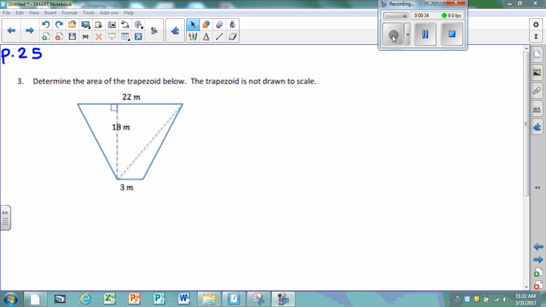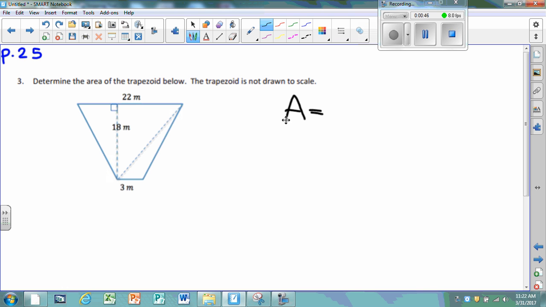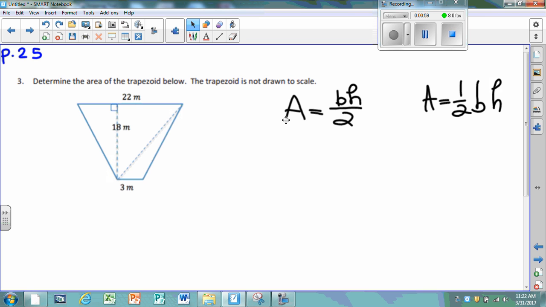So tell me the formula for the area of a triangle. I'm sorry, we say what? Area equals... or you could say area equals half base times height. Either one of those works, right? Now I know that this class likes the first one, so that's what we're going to use.